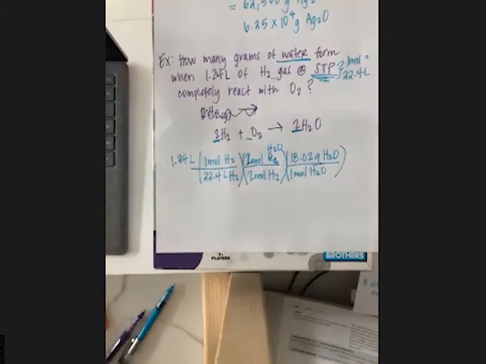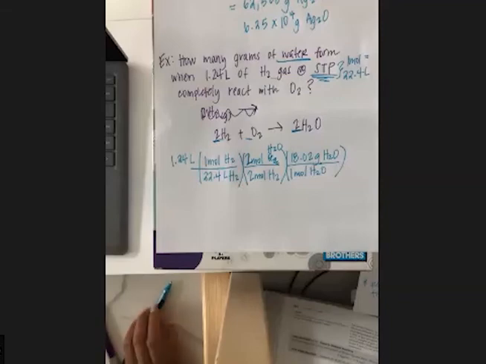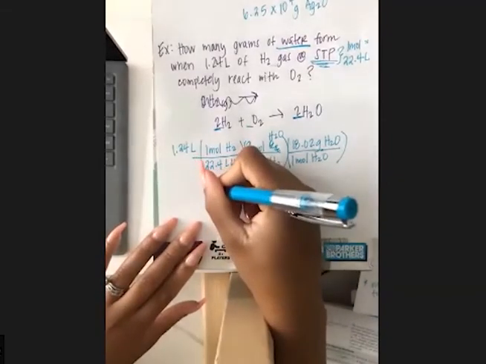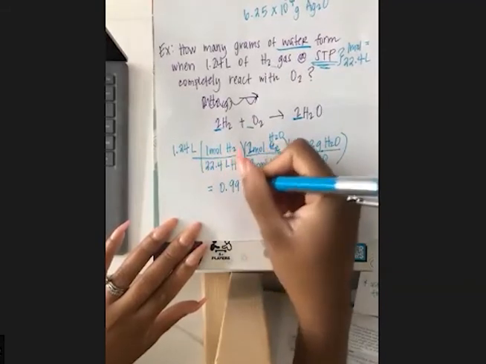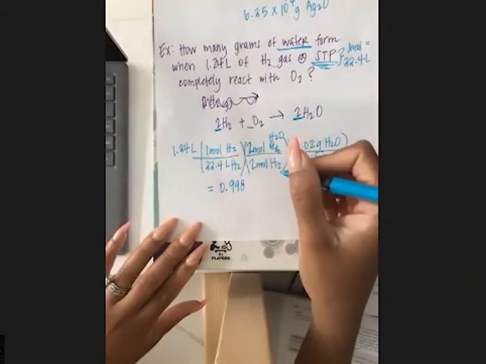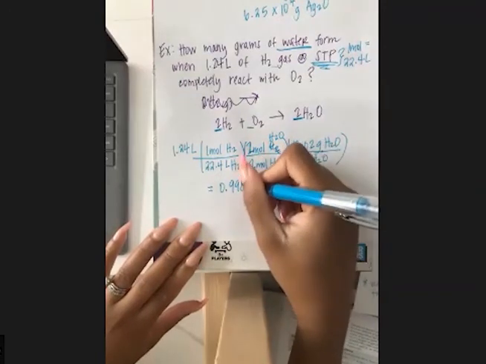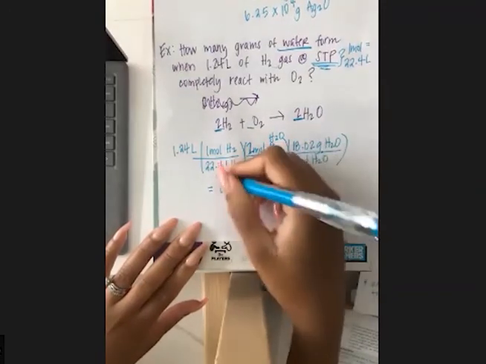All right, so let's put this in our calculator. Let's solve it to 3 sig figs. Let me know what you guys get. All right, we got 0.998, and I can second that because that's what I got. So 0.998, and this is going to be grams of water.